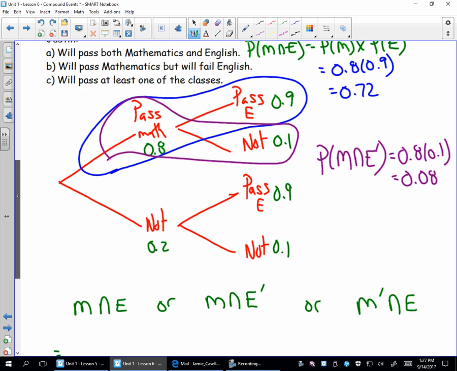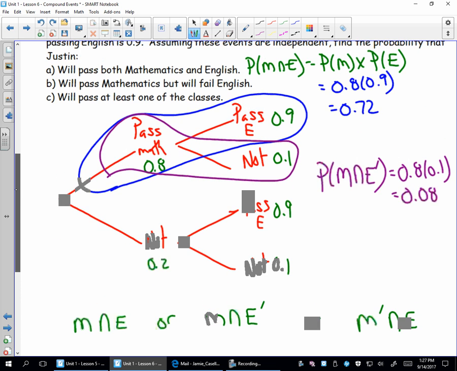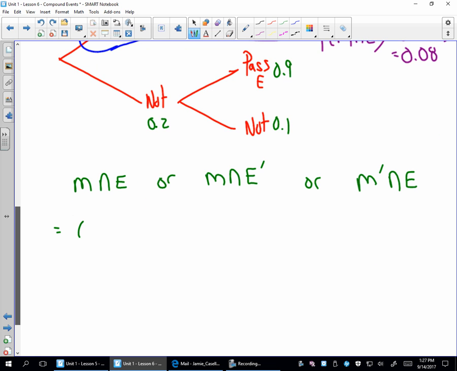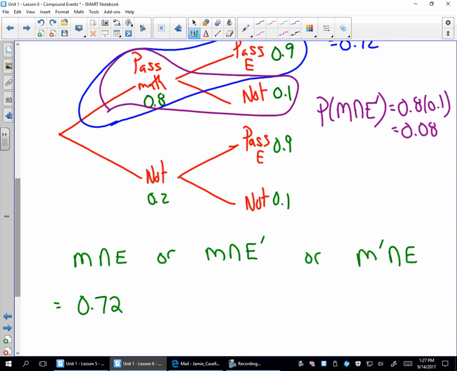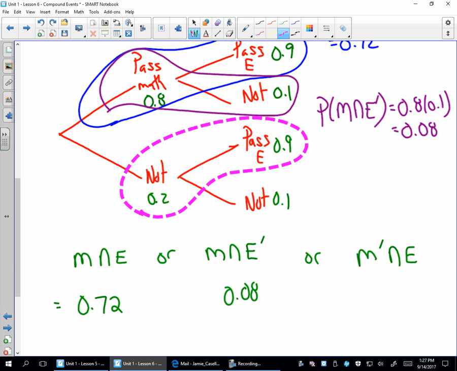Math and English. Well, I've actually figured that one out already. That was part A. The answer was 0.72. Math but not English was actually part B. This was 0.08. Part C is a new set of branches. Part C is not math, but yes for English. So that's new for us. This is going to be 0.2 times 0.9, which is 0.18.